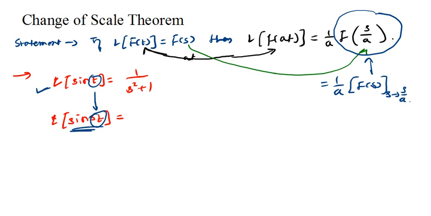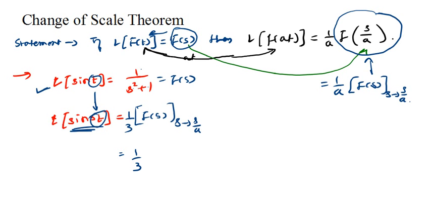What we need is this f of s. But what is f of s? f of s is nothing but L of f of t, and L of f of t is nothing but 1 upon s square plus 1. This is our f of s. So in this f of s, replace s by s by a, and divide by a. What is a? a is 3. So this will be 1 by 3, and f of s is 1 upon s square plus 1.